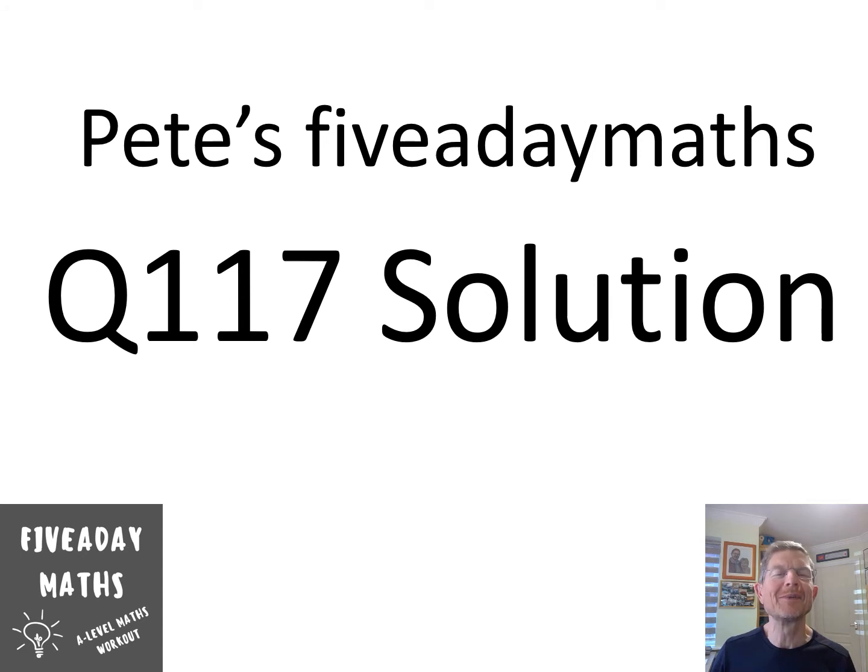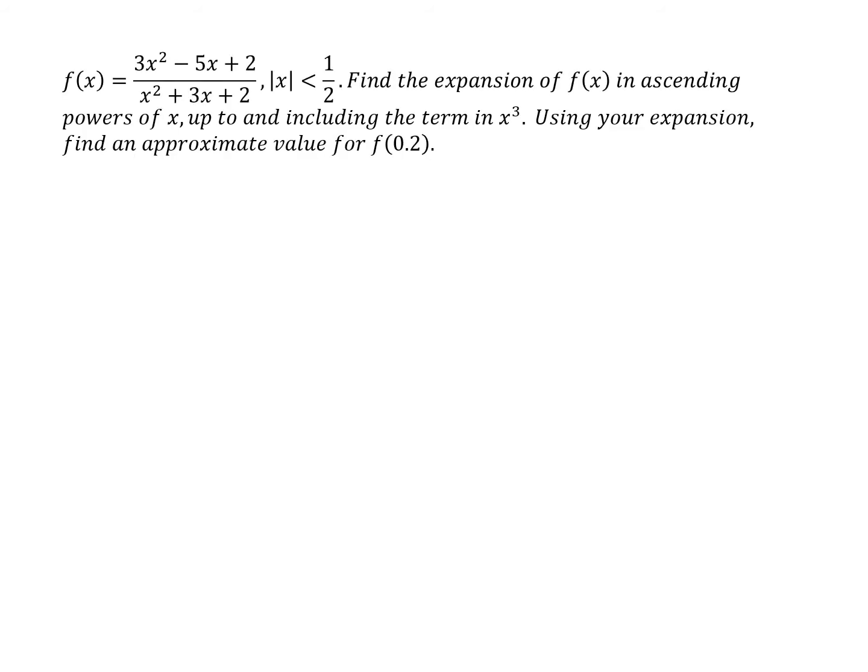So question 117, another question on binomial expansion. So the first thing to realise is that this is an improper fraction. And also looking at the denominator, it factorises. So we need to use skills from earlier in the syllabus to split this into partial fractions.